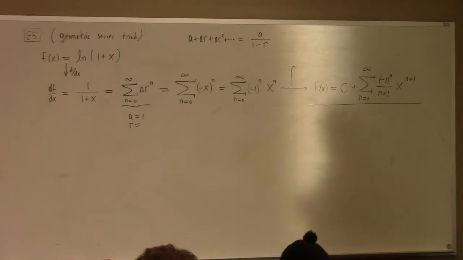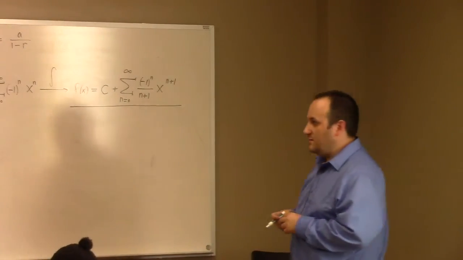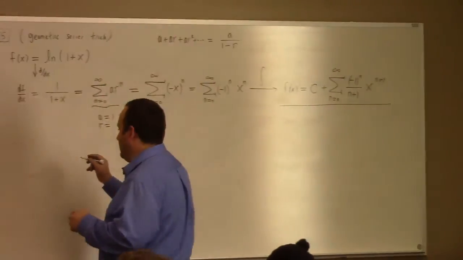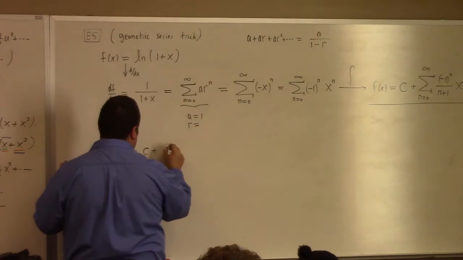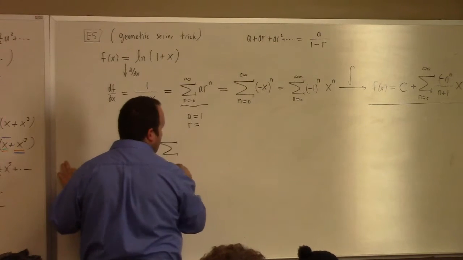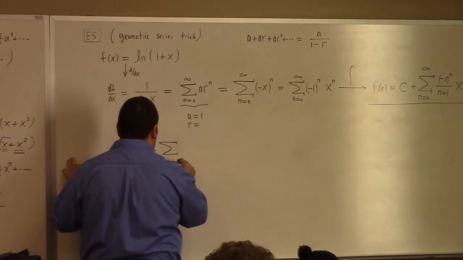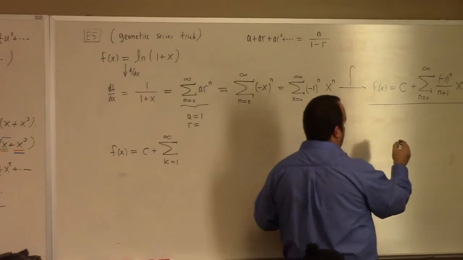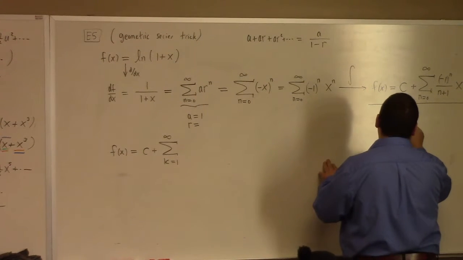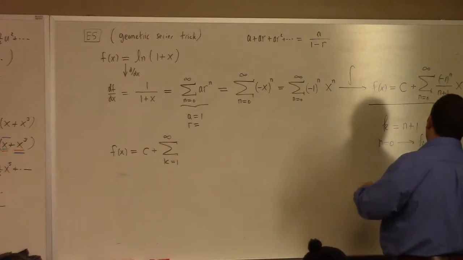Now, that C is not arbitrary. That C comes from integration, but we can pin it down, because f of x is a specific function, right? So let's see here. I'm just going to clean that up just a little bit. f of x equals C plus, and can we reindex that sum a little bit? Let's make that go k equals 1 to infinity, and let k equal n plus 1. So n equals 0 gives me k equals 1, right?